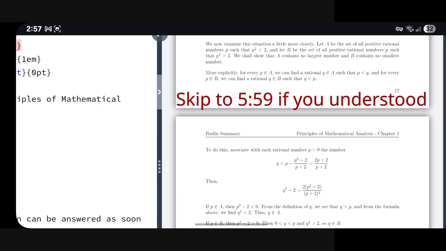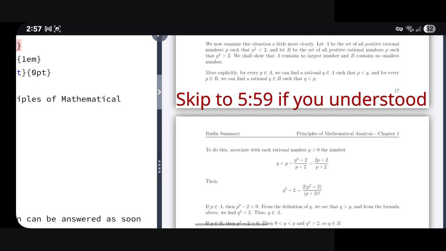So if p is in B, p squared is greater than 2, and likewise we get q less than p, and q squared is greater than 2 if we use the same logic. And we get q is in B. Thus, neither does A have a largest member nor B a smallest. So this demonstrates that there are gaps in the rational number system.